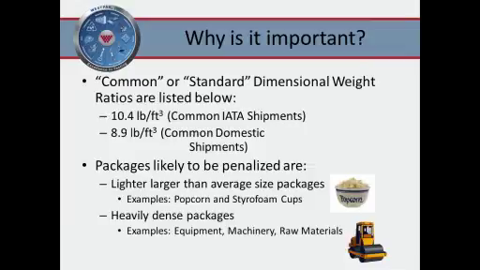Okay, next point is that Herb touched on this a little, and I'm just going to elaborate a little more. There's no common or standard dimensional weight ratios, but there's definitely common dimensional weight ratios. If you don't know any better, you want to have something around here as a good starting point. When their dimensional weights do get published, you're not completely out of the water here. Common IATA shipments are around 10.4 pounds per cubic foot, and common domestic shipments are 8.9 pounds per cubic foot. You look at those two values, like Herb said, they both hover around 10 pounds per cubic foot.